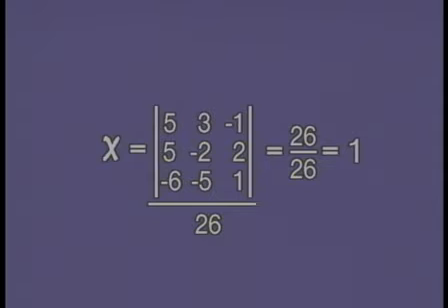When we work this out, and again, you might want to stop the tape and work it out by hand to ensure that you get the right determinant, we get 26, as you'll see on the visual. And of course, now we have 26 divided by 26, and this equals 1. So x is 1. Now we need to get y.